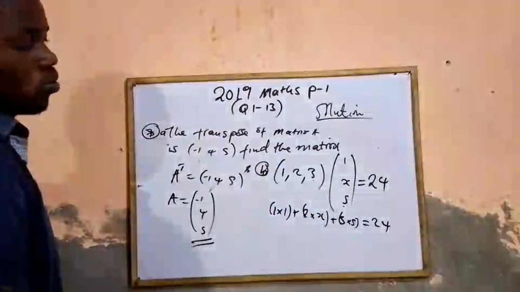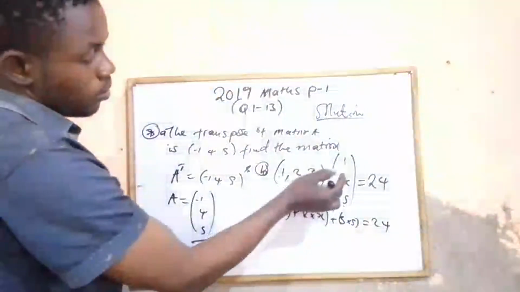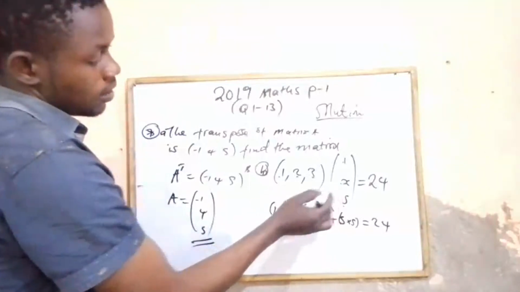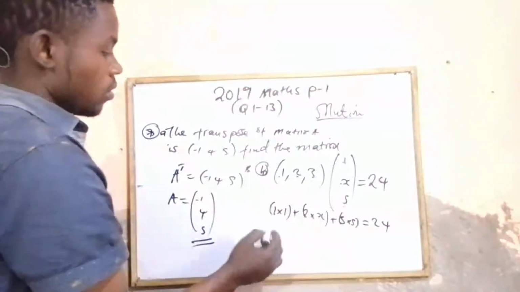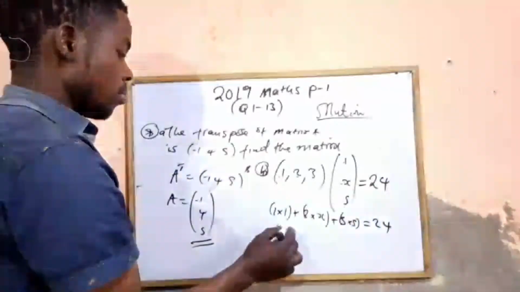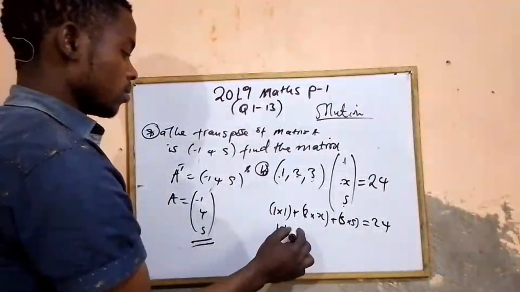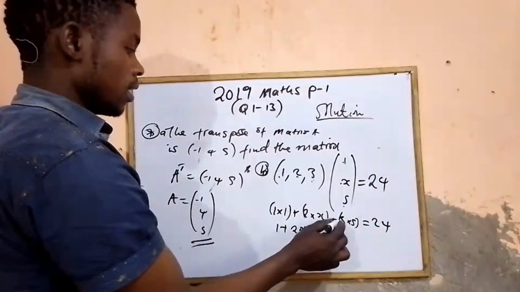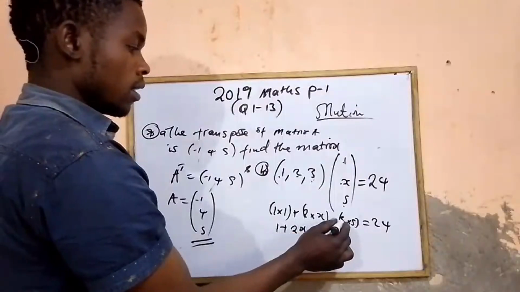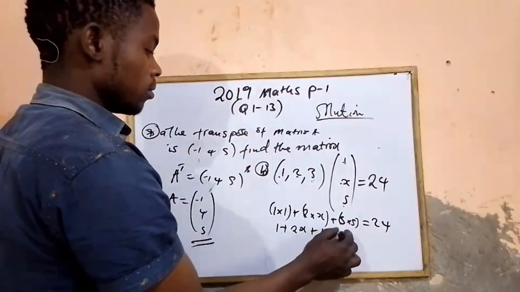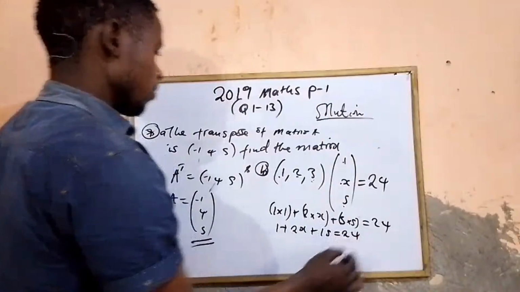This is how we do the thing. This one multiplied by 1, then this 2 multiplied by this x, 3 times 5. Okay, then 1 times 1, which is 1, plus 2 times x, which is 2x, then plus 3 times 5, which is 15, which should be equal to 24.